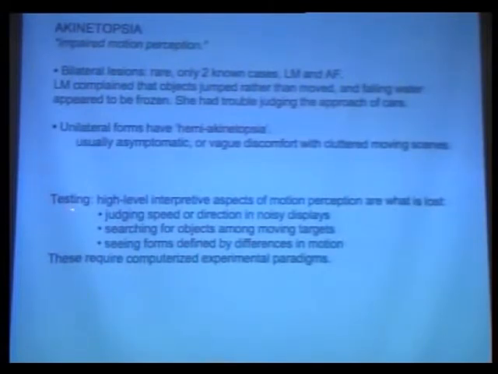I won't spend too much time on this because there isn't really a clinical test you can do for this. You do need experimental paradigms, computerized ones, which test interpretive aspects like integrating motion across noise, trying to see form defined by differences in motion, that kind of thing. It's a bit more complicated. Simply seeing something moving back and forth is not a problem, even for bilateral lesions.